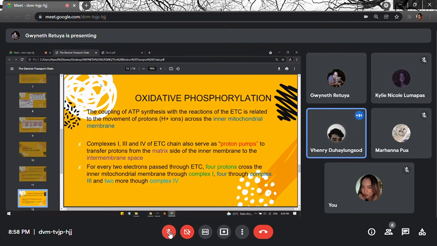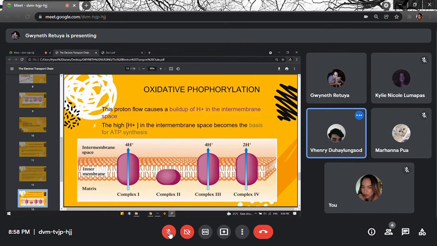So next. This proton flow causes a buildup of H plus ions, or protons, in the intermembrane space. The high concentration of these H plus ions in the intermembrane space becomes the basis for ATP synthesis. So let us focus our attention on the diagram.